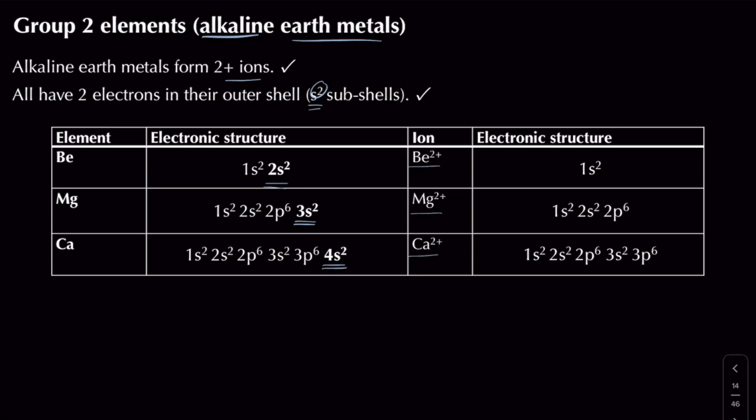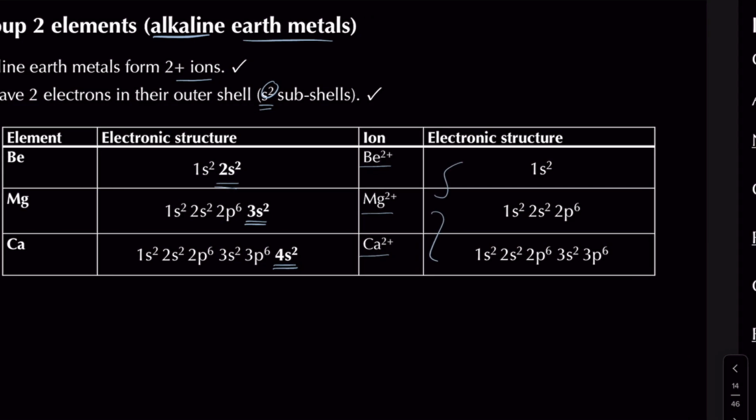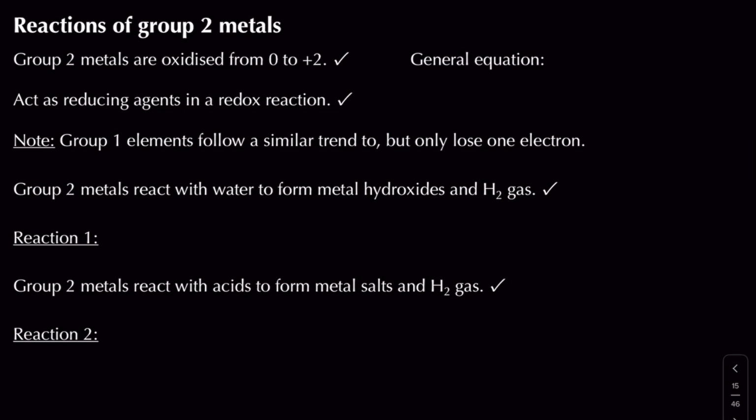Now, what you'll notice is that all of these elements in group 2 have a similar electron configuration. The only thing that's changing is the principal quantum number, and the ion that we form is going to have the configuration of a noble gas. We end up with a noble gas configuration in all of these cases. Moving on, if we look more specifically at the reactions of group 2 metals, we know they're going to be oxidized. Think OIL RIG. They're going to be losing electrons to go from a 0 to a +2 oxidation state.